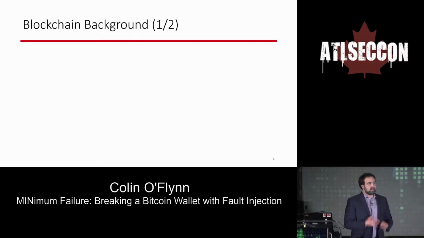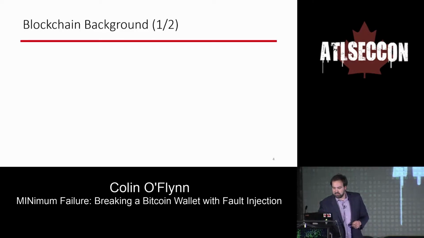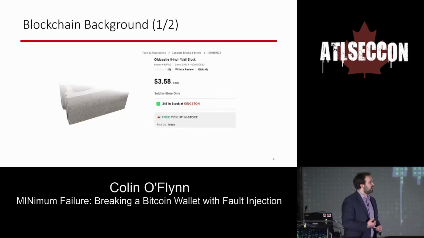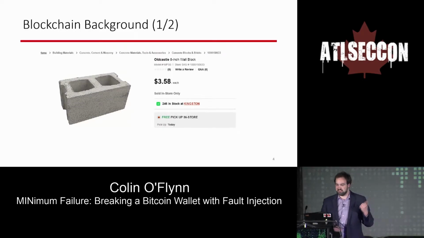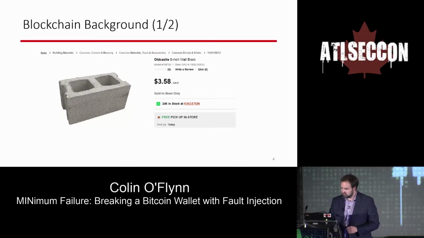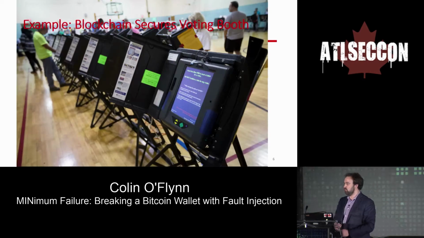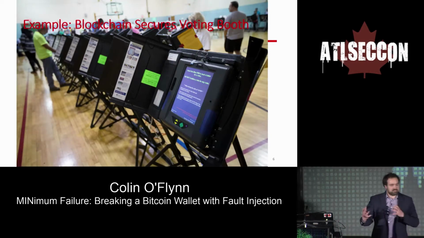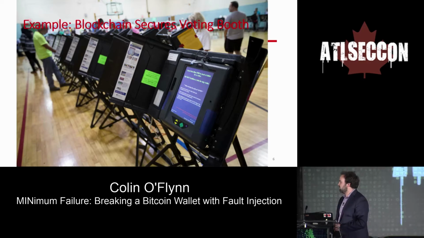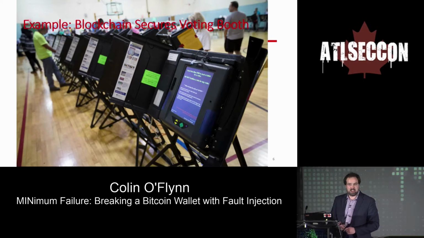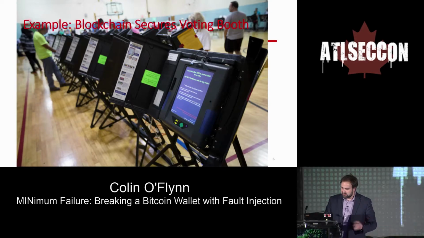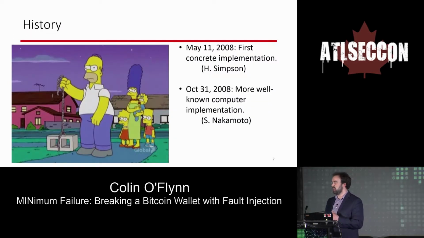So blockchain, really briefly, you have two things. You have a block. This is like your standard concrete masonry unit block. And you have a chain. This is like a straight link coil chain. So if you wanted to do something like secure a voting booth, it's very easy to steal this voting booth. So you could use blockchain to secure the voting booth to the ground with a very heavy concrete block. Now the problem is, if you want to move this around, it's a bit large.